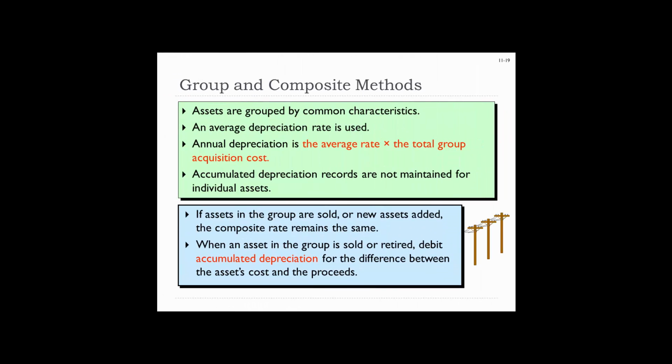Group and composite methods. Assets are grouped together by common characteristics. An average depreciation rate is used. Annual depreciation is the average rate times the total group acquisition cost. Accumulated depreciation records are not maintained for individual assets. So basically equipment, no matter what the equipment is, has a straight average rate. If assets in a group are sold or new assets added, the composite rate remains the same. When an asset in the group is sold or retired, debit accumulated depreciation for the difference between the asset's cost and the proceeds.